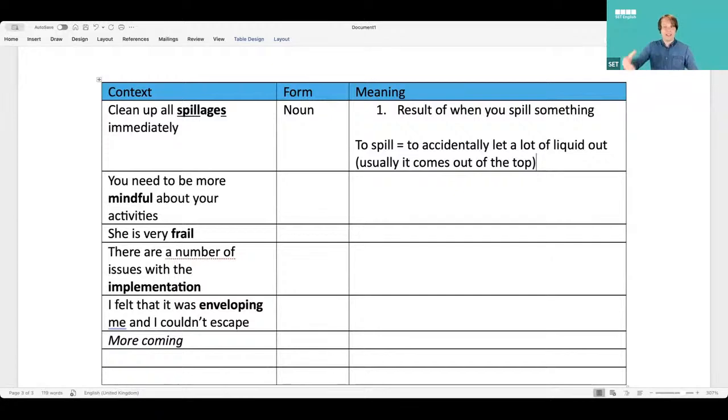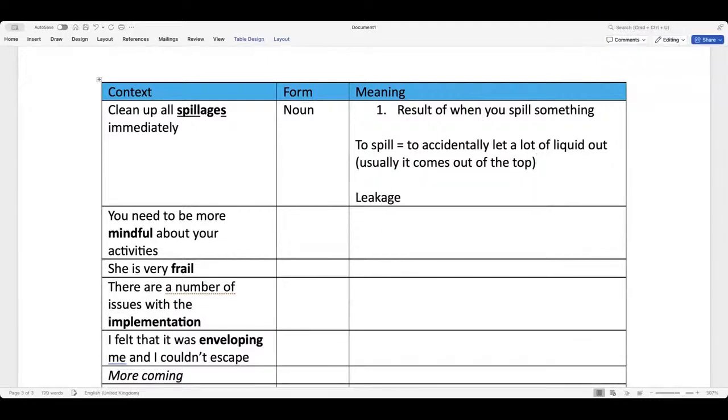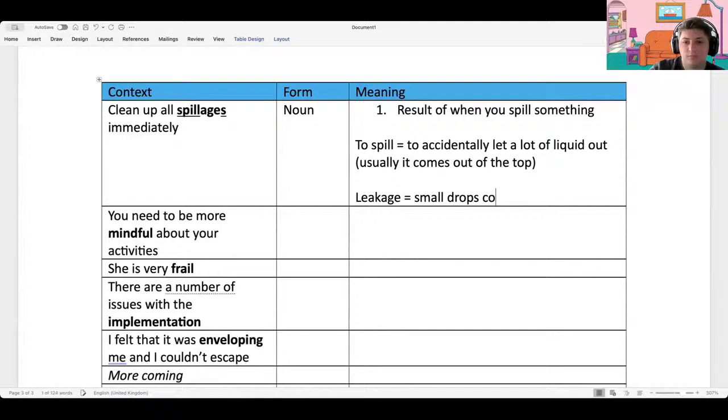Guys, if you look at me like this, that's a spill, right? Leakage is more. What does leakage mean, guys? Leak is when a small piece of water, small drops come out. Yeah, that's a good one. I like that. Small drops coming out.